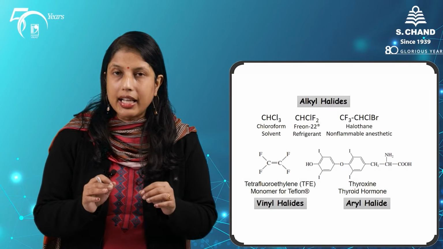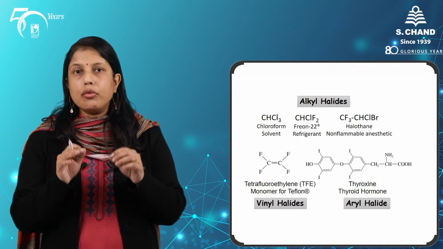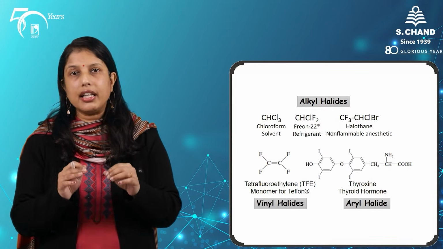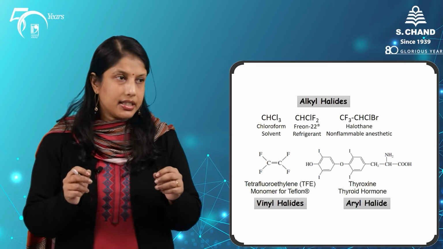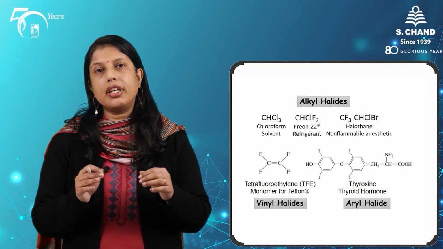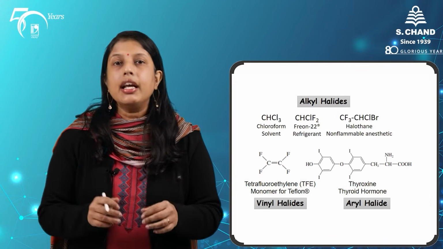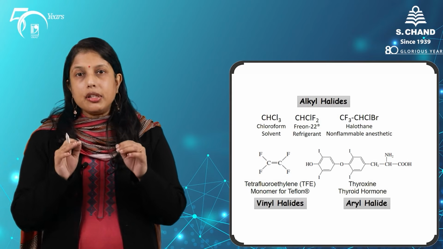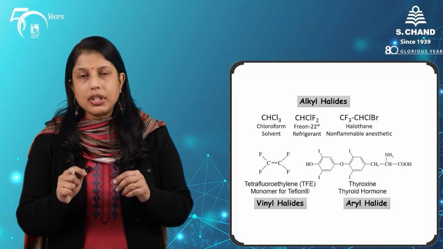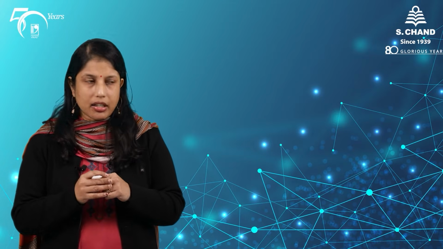Now our vinyl halides and our aryl halides will show a distinct chemistry which is quite different from that of alkyl halides. Why? Yes, it is because of the difference in the bonding and the hybridization of the carbon. In today's videos, we will be focused on the chemistry of alkyl halides, but please stay tuned and refer to our further videos on the chemistry of aryl halides. So now let's get started. Let's start with the nomenclature.